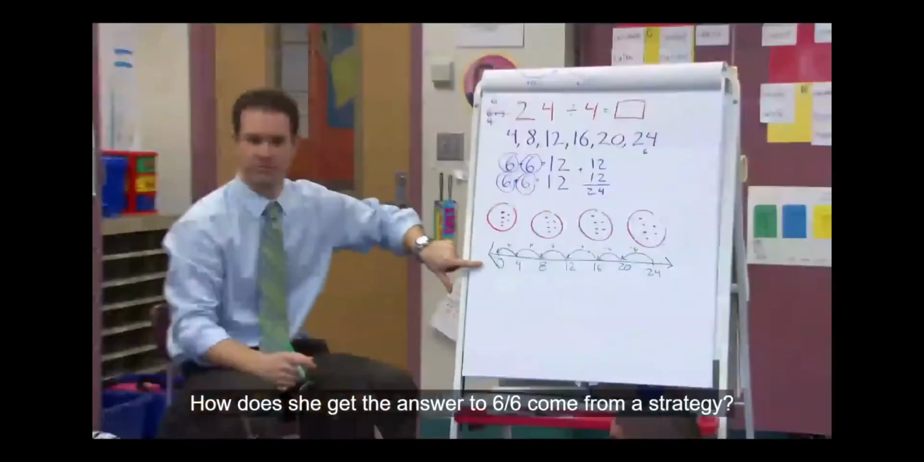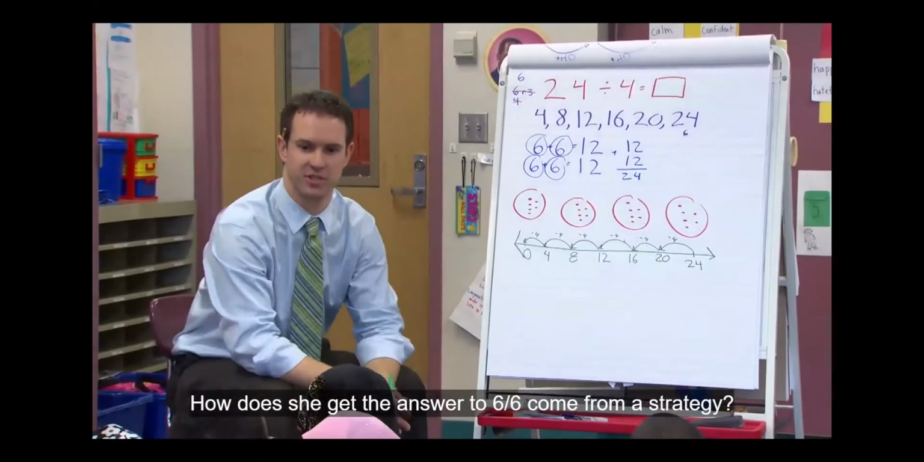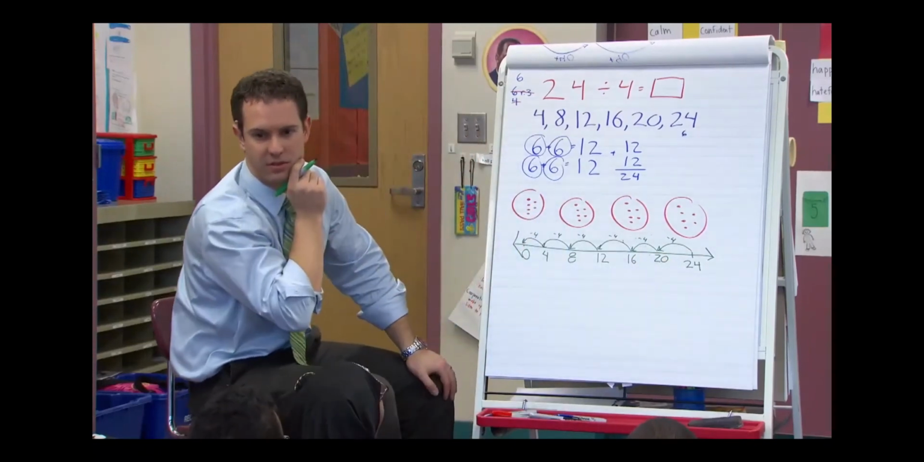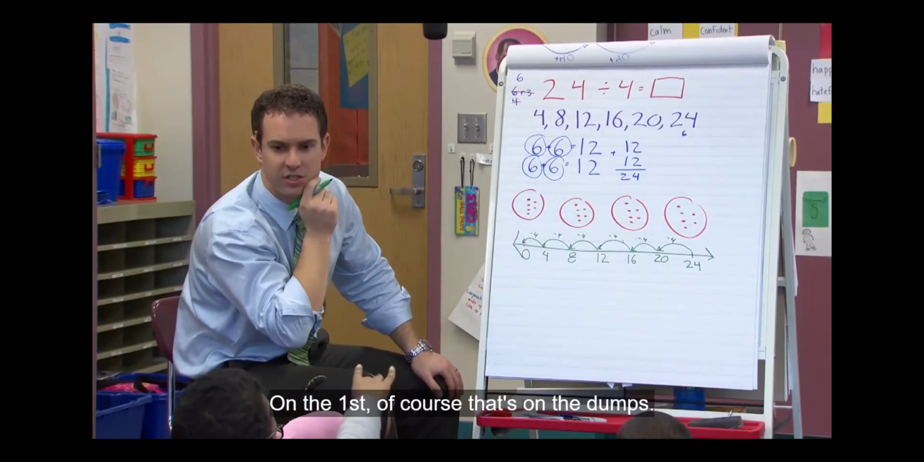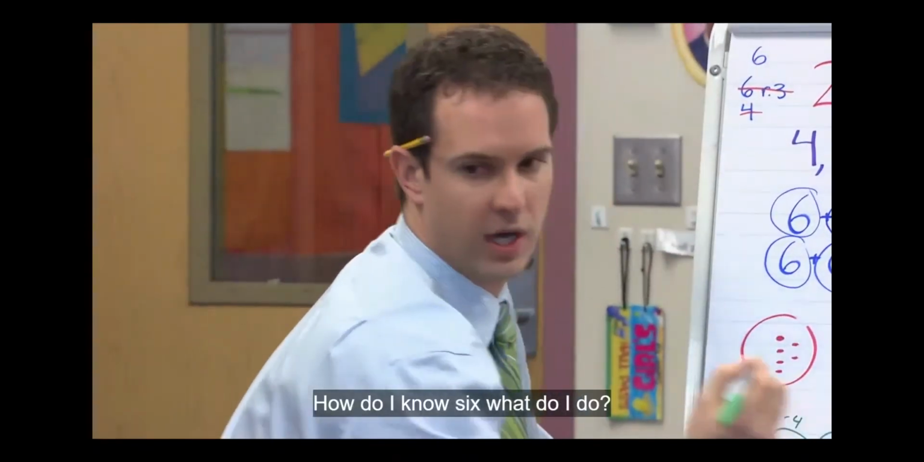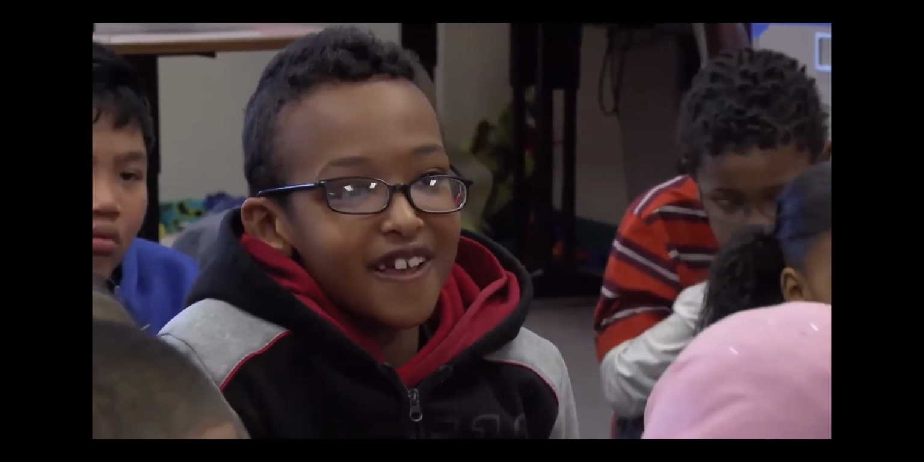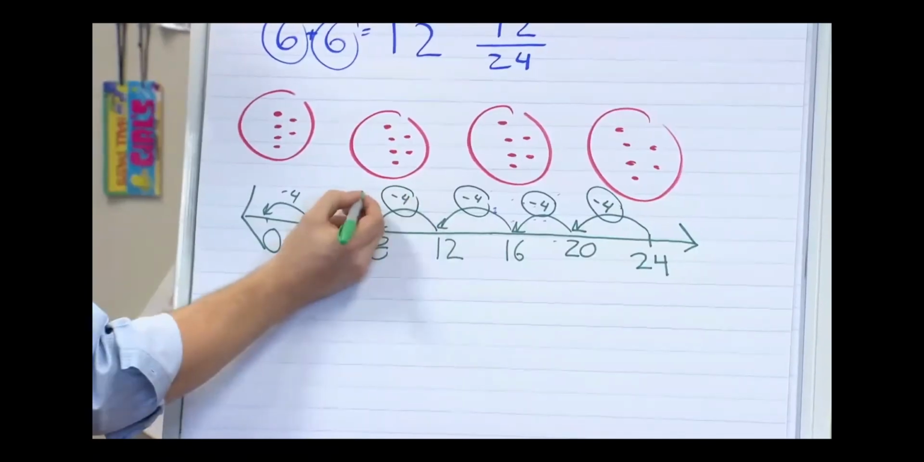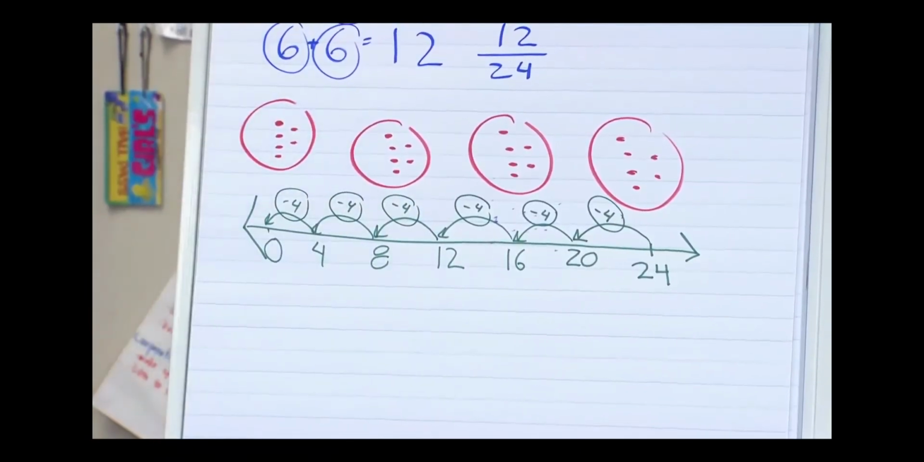Where does the 6 come from? Mustafa, where does 6 come from in this strategy? The 4s. What about the 4s? The 4s, that's on the jumps. So, how do I know 6? What do I do? Circle all of those 4s. So I'm counting the 4s. So I'm counting how many jumps she went backwards? Yeah.